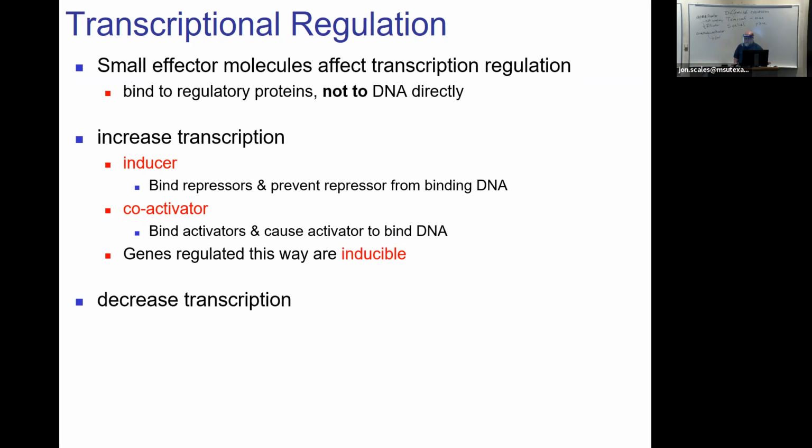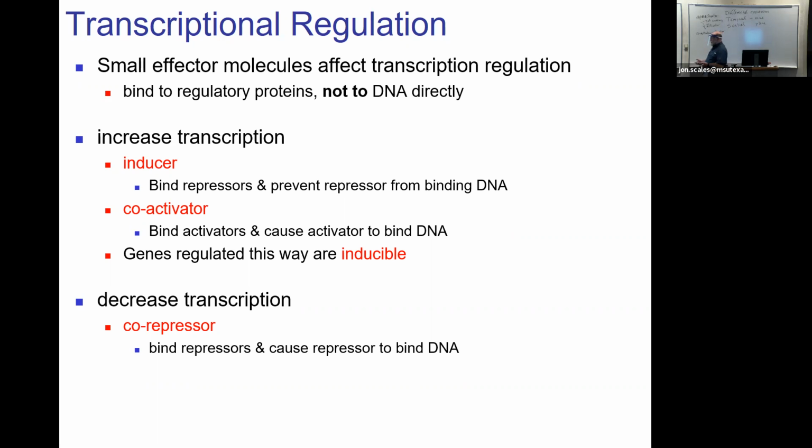So any gene that works like that, where an inducer causes it to be turned on by blocking a repressor, or a co-activator turns it on by activating an activator, is called inducible. Induce means to turn on, cause to happen. What about the flip side? Things that make transcription be turned off or down.